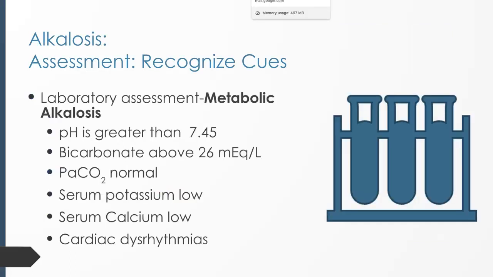Now with metabolic alkalosis, our pH, again, because it's alkalosis, is going to be elevated, but our bicarb, or HCO3, is going to be elevated. And remember that metabolic means equal, so that the arrows are going in the same way. Our PaCO2 would be normal. Again, with all alkalosis, we're going to have that hypokalemia and that hypocalcemia. And because of that potassium, we have that risk for our dysrhythmias.